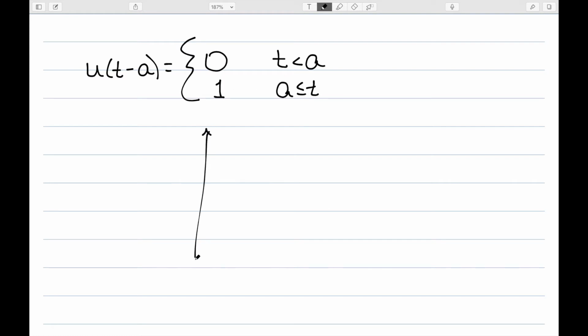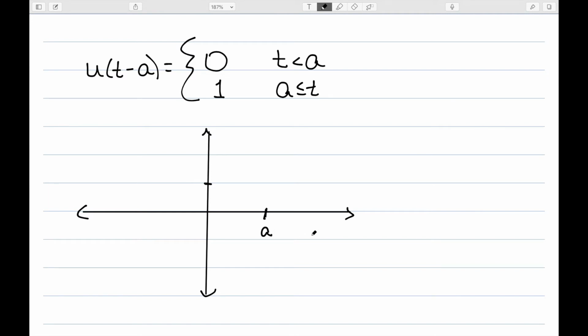We can modify this function slightly into u of t minus a. In this case, it would be equal to 0 when t is less than a, and 1 when t is greater than or equal to a. So if I go back and think about what this looks like, here I have my graph. Here's y equal to 1, and we'll let this point right here be equal to a. In this case, if t is less than a, I'm just going to be on the axis. And greater than or equal to a, I'll jump up to the point 1. So this is a way for me to shift over where my discontinuity is.